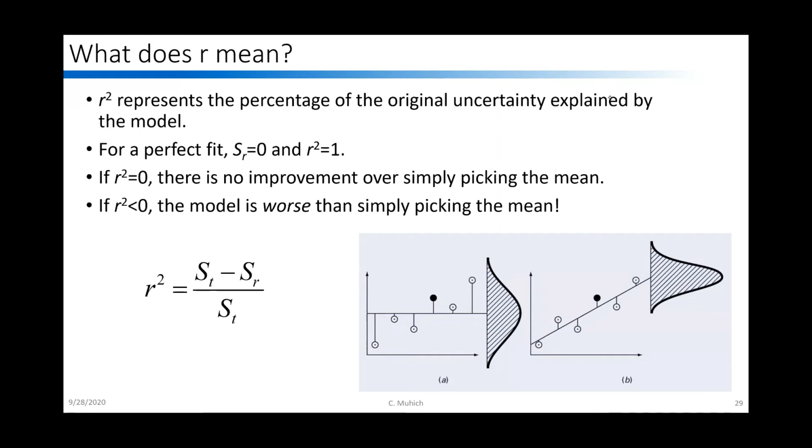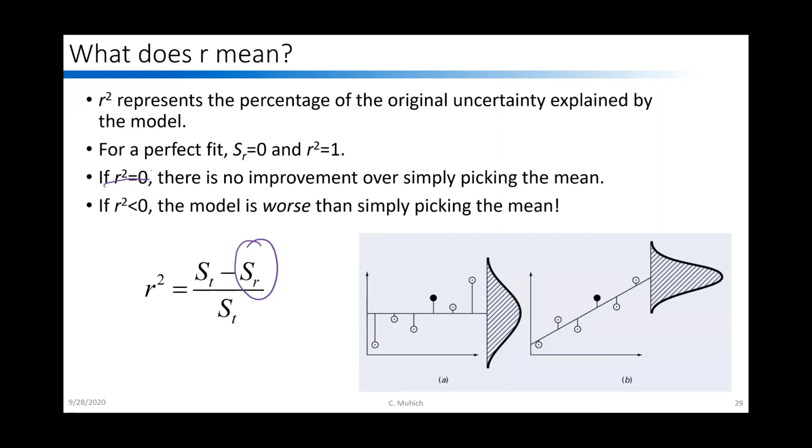If we have a perfect fit, so all the data falls exactly along that line, then S_r equals 0, because we have no error. So we have S_t over S_t, and r squared is 1. If r squared is 0, there's no improvement in the data, right? I have just as much randomness as before. You rarely see this case.